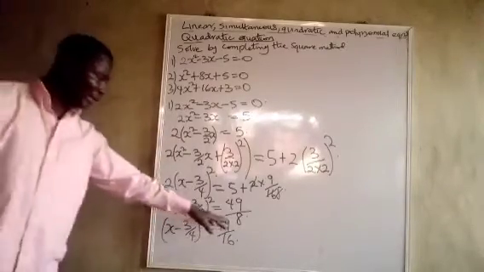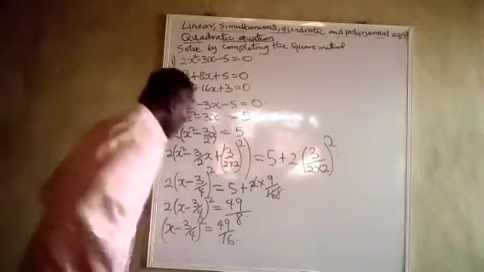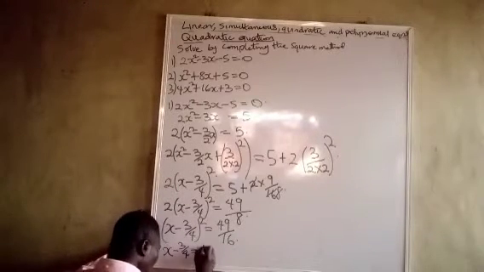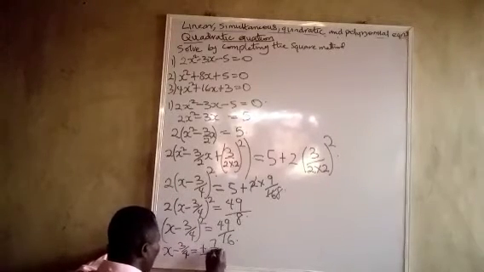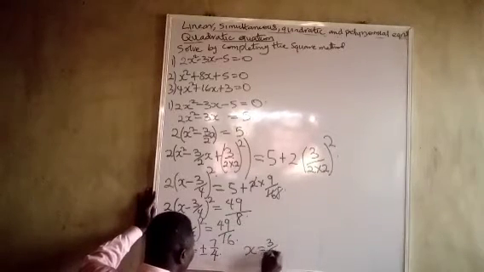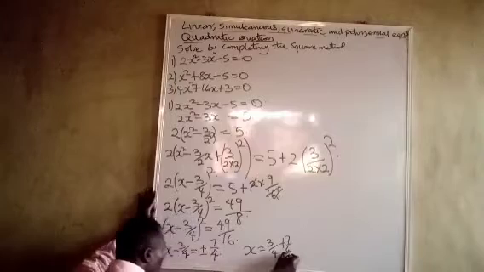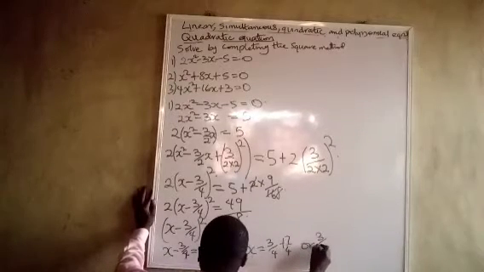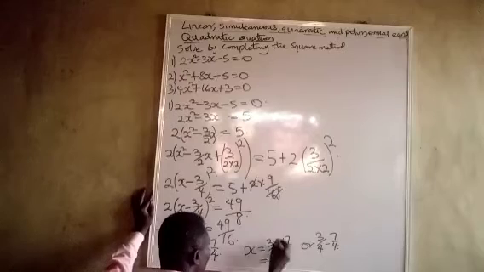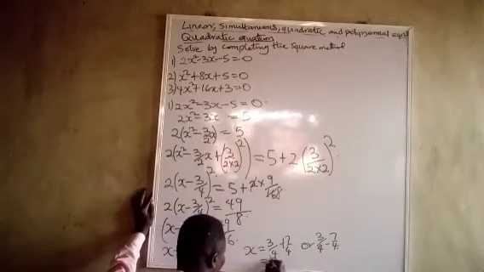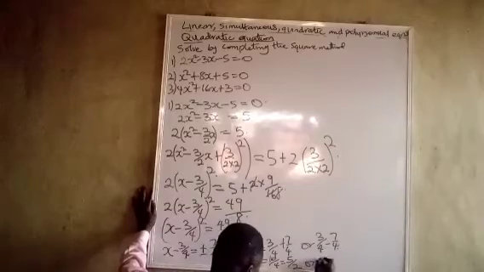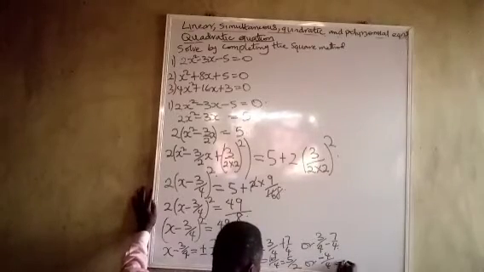Let me now square root both sides. If I square root both sides, I'm going to have x − 3/4 equal to plus or minus 7 over 4. So x is equal to 3 over 4 plus 7 over 4, or 3 over 4 minus 7 over 4. This one is going to be 10 over 4, that is 5 over 2, or minus 4 over 4, which is equal to minus 1.